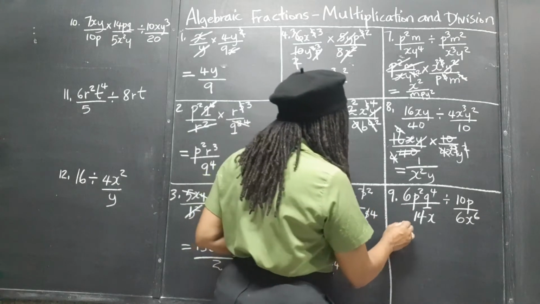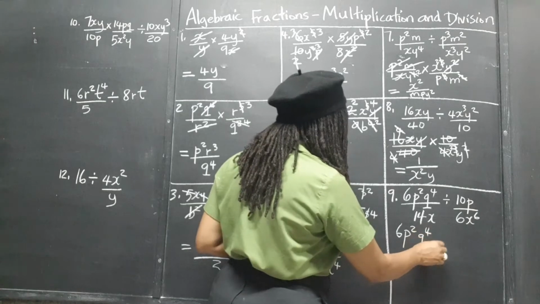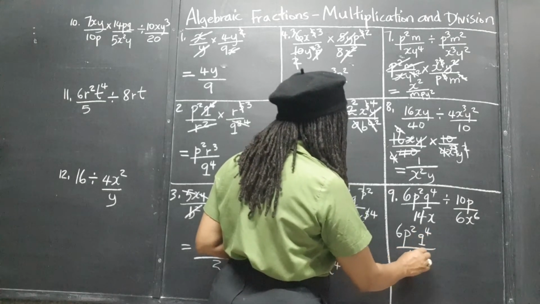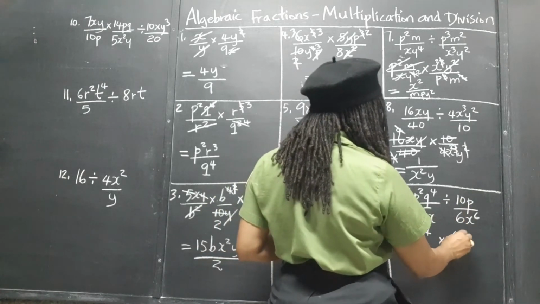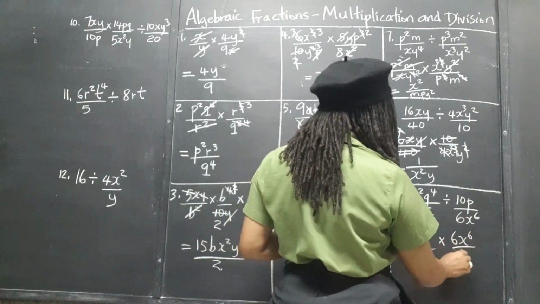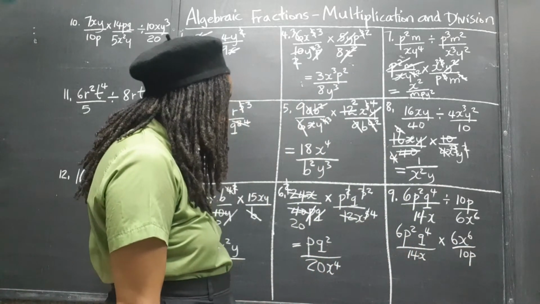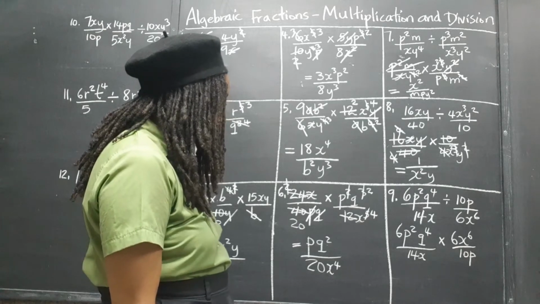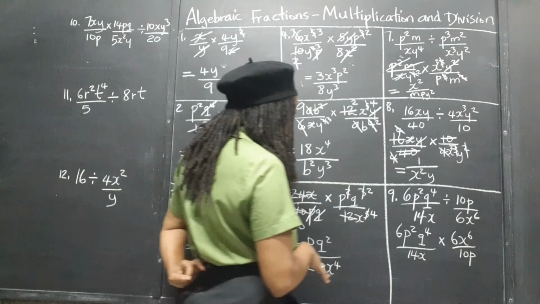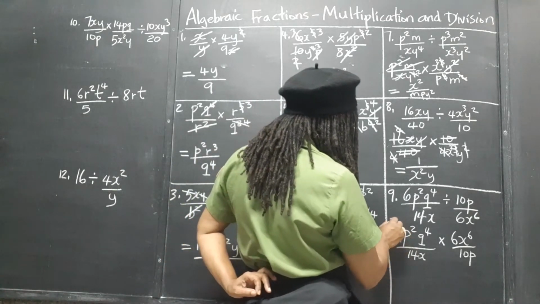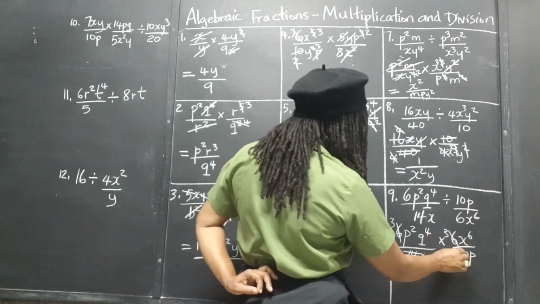Okay, so here we retain the first fraction. Remember, we're dividing fractions. We retain the first one, change the division to multiplication, invert the second fraction. Okay, so let's see what we can do in terms of reducing the coefficients, the numbers that are in front of the variables. Okay, so 2 into 6, 3, 2 into 14, 7, 2 into 6, 3, 2 into 10, 5.